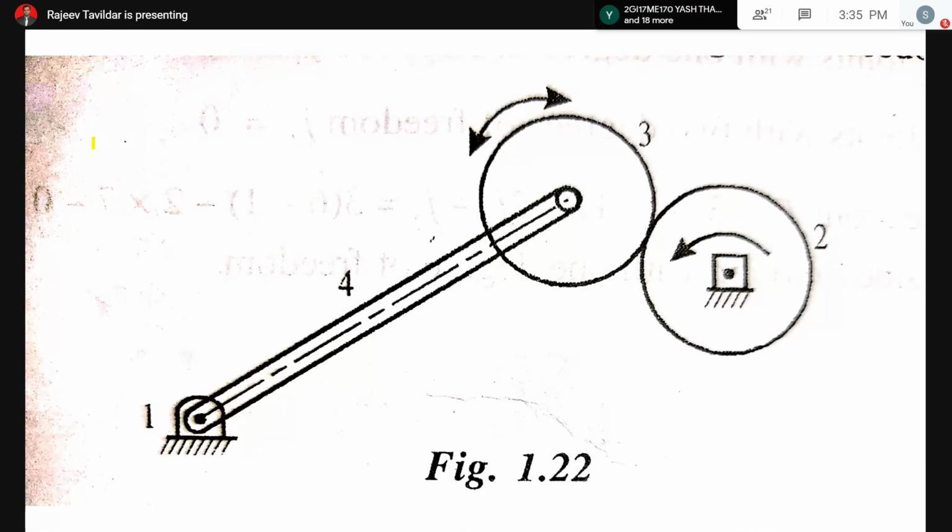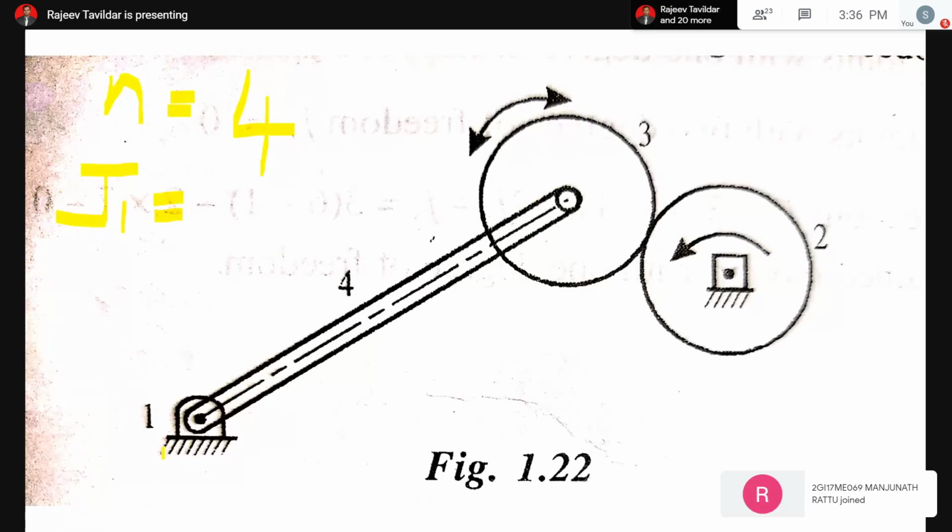The number of links are highlighted. So I have the number of links as 4. Now, who can tell me what is J1? That is the number of joints which have a single degree of freedom. Okay, those are to refresh.